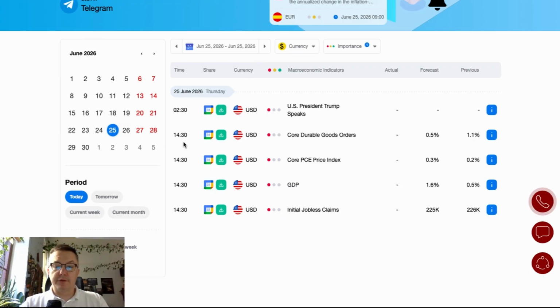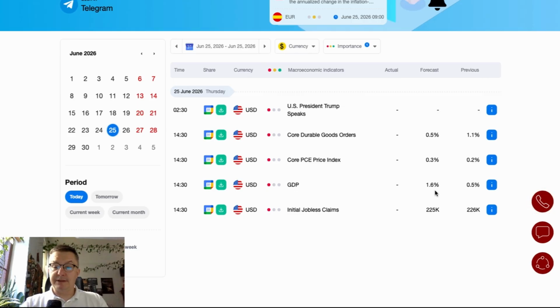Then we are still waiting for the core durable goods orders scheduled for release at 2:30, Core PCE price index, GDP, and initial jobless claims. All of this very important data are scheduled for release at one time, 2:30. And as you can see, the expectations are generally that the GDP will improve significantly from 0.5 to 1.6. That's a very nice improvement here.